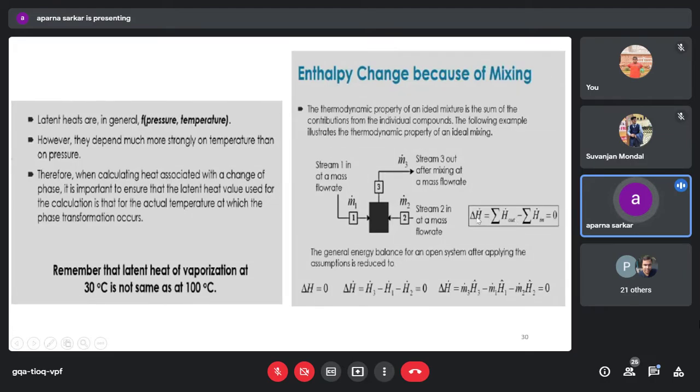Now if del H is zero, say, then what is del H? That is the output del H, that is, summation of H out minus summation of H in. We have one output, so this is H3, and we have two inputs, that is H1 and H2. Okay, so this gives us the value. If you multiply this enthalpy with the mass flow rate, then we have this equation.